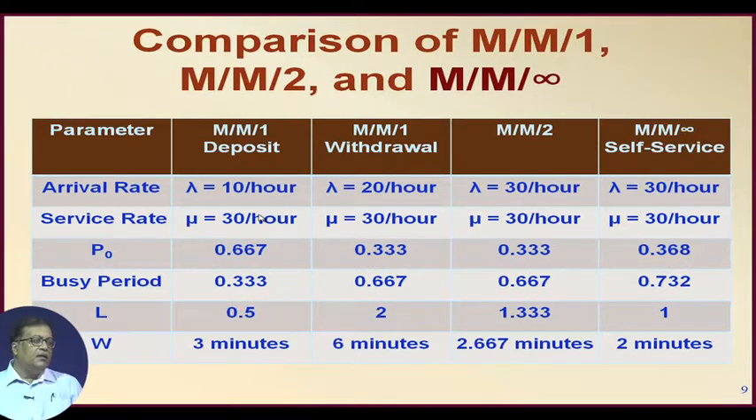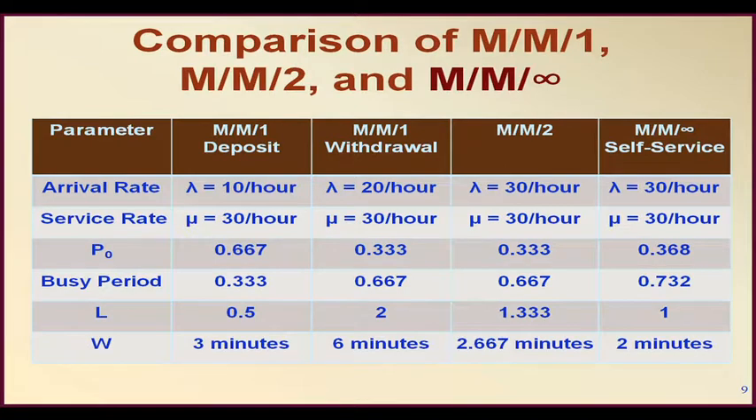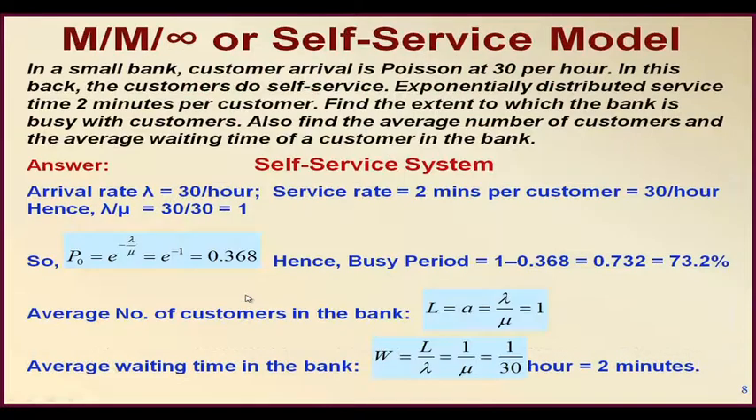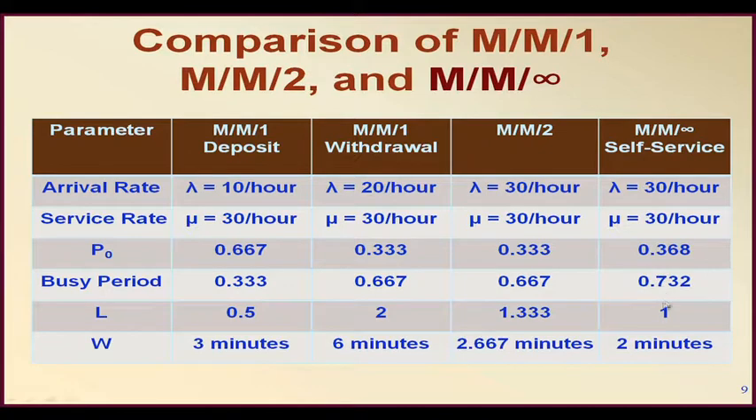So you can see that this formula for P0 really shows the system's busy period is maximum. No, this is something wrong, this should be 0.632, 63.2%, that is the busy period. Whereas in the other cases the system is not that busy, but this is compensated by the infinite number of servers, because there are more servers, there is no waiting time.